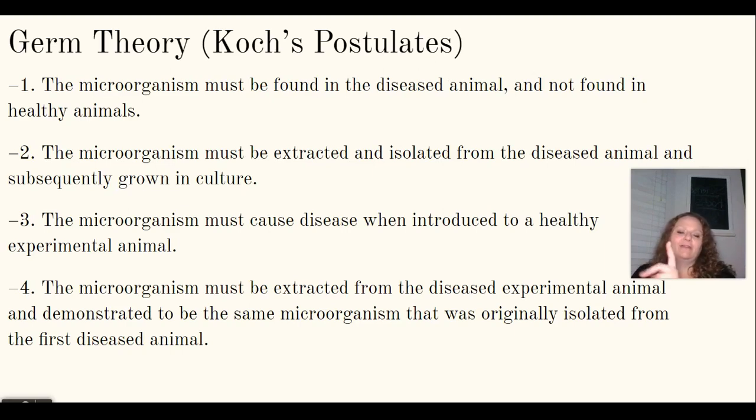Basically, you have to be able to find the bacteria in sick organisms, but not healthy. You have to be able to find the bacteria or virus, and then grow it in culture outside of the organism that it made sick. Then you have to be able to take that grown organism, put it into a new healthy animal, and cause the illness. And then finally, when you compare that particular pathogen to the original pathogen, they should be the same. That's sort of the short version.